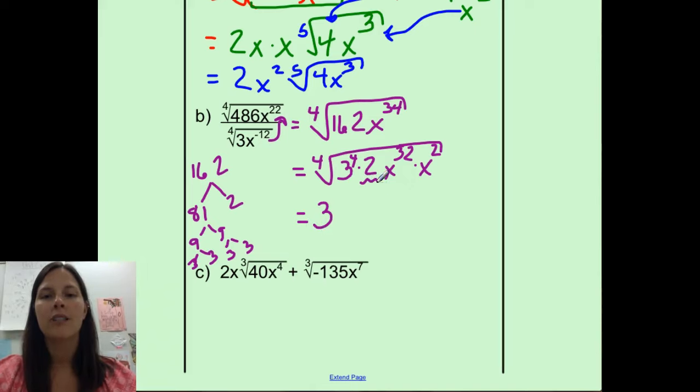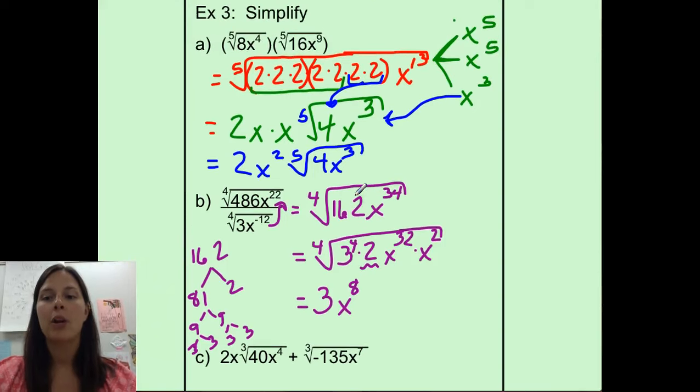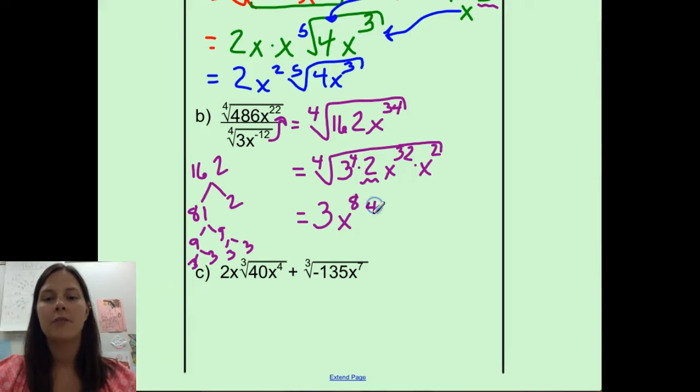The 4th root of x to the 32nd power becomes x to the 8th because 32 divided by 4 is 8. We saw something similar on part A when we did break it up. We had 2 groups of x to the 5th, and 13 divided by 5 is 2 with a remainder of 3. The leftovers stay under the 4th root, and we had 2x squared left over.